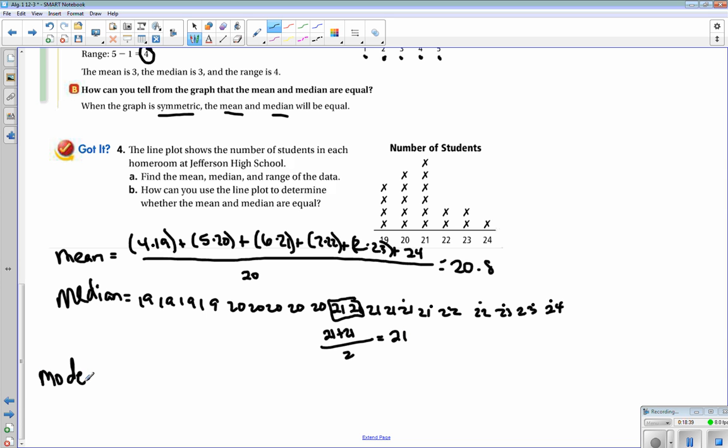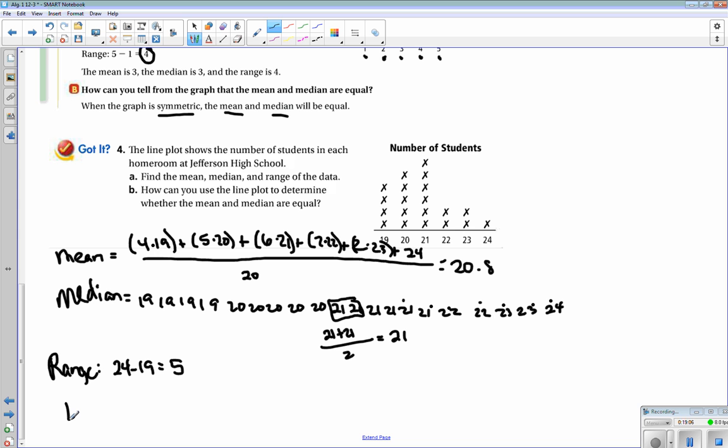All right. Our mode, oh, we don't need it. Our range, just while I was rolling, I've thrown in mode. Our range is our smallest and our biggest. So that is 24 minus 19, which is 5.